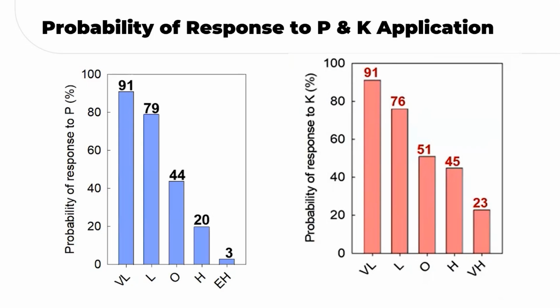Then look at the graph on potassium on the right, the pink bars. 91% in the very low, so that tracks right with phos, 76% on the low. And then look what happens when we get into that optimum and high. When we get to optimum, there's a 51% chance. So it's a greater chance at optimum levels with potassium. And then look at the high level.